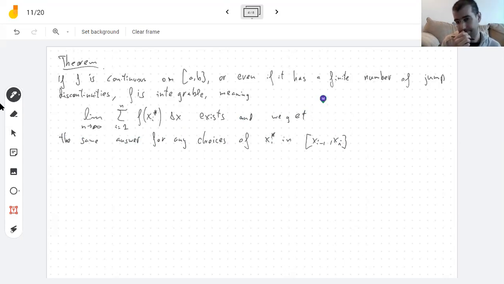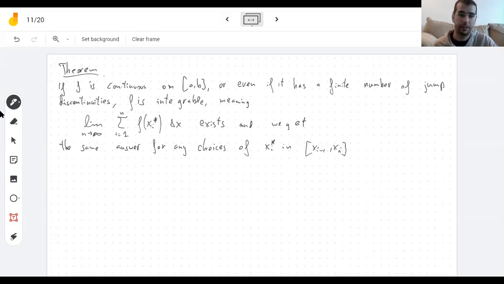So, I mean, this is just peace of mind that we're not talking about a thing that doesn't exist. And that we can make every choice we would want. Again, it's never going to matter. But you don't even have to divide the interval into equal pieces. As long as their length approaches zero, you should be good. Not that we need to care about that.